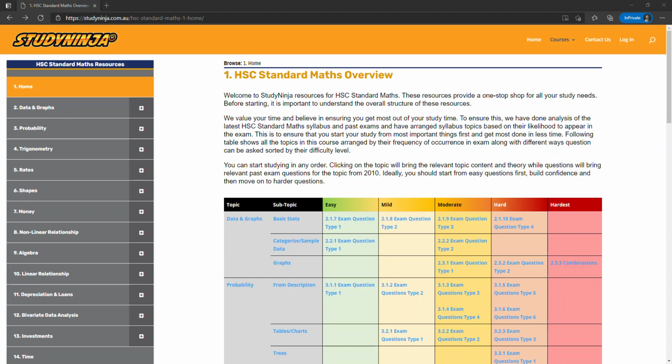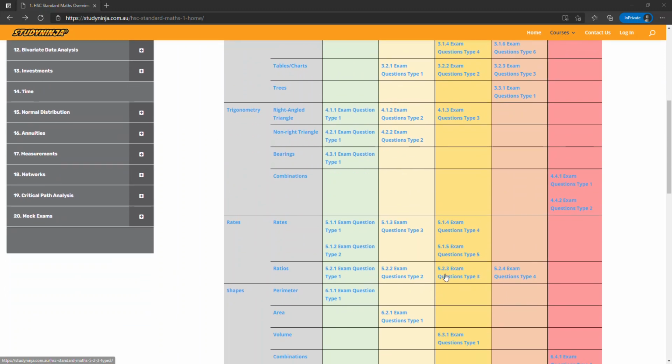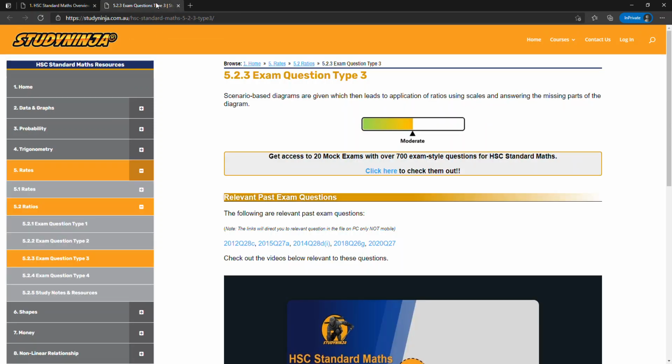Hi everyone. Now we will look at question number 27 from the 2020 HSC Standard Maths exam. This question came from the topic of ratios, and it is from here 5.2.3. This kind of question previously hadn't been asked too much, but it's not that complicated. So let's solve this.